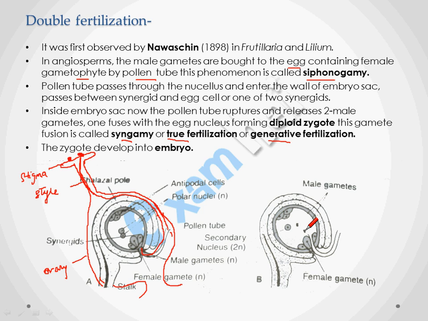Okay, so this one male gamete will fuse with the egg cell. This is the egg cell. The female gamete contains the haploid number of chromosomes, and the male also contains the haploid number of chromosomes, and these both will fuse and form a diploid zygote, which will further develop into the embryo.